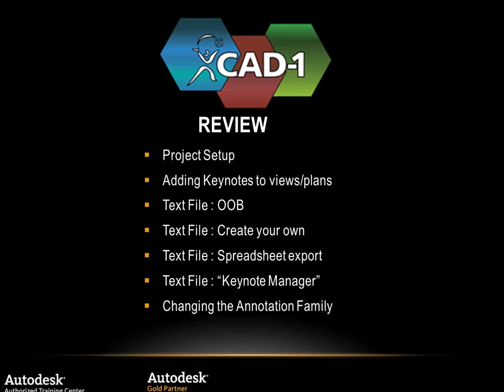So just a quick review. This is what we covered. We looked at the project setup. You add the text file to your project folder, tell Revit where that text file is, which one to use. We added keynotes to our plans. You have some different options for the text file itself. You can use a master spec out of the box. You can create your own however you want to use it, as long as it matches the syntax, which isn't too hard once you get the hang of it. You can use a spreadsheet and export that to a tab delimited text file. And we have a third-party Keynote manager from Mr. Faust. And the last thing I covered just now was changing the annotation family. You can make it circle, hexagon, whatever.